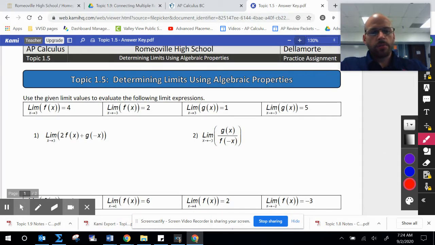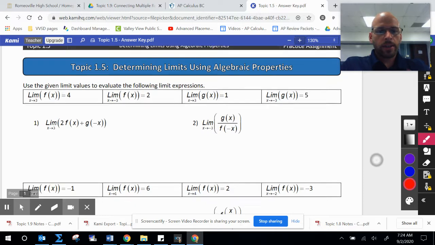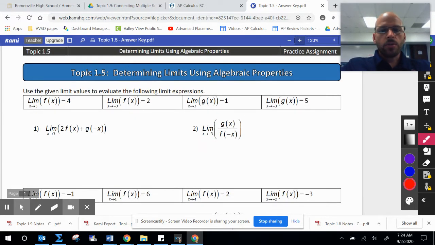So if you can't get a hold of me, then you can still see how I did a lot of these problems. I'm going to use all the algebraic properties that we know. Okay, I'm going to break down these limits into their most basic pieces and then evaluate them.